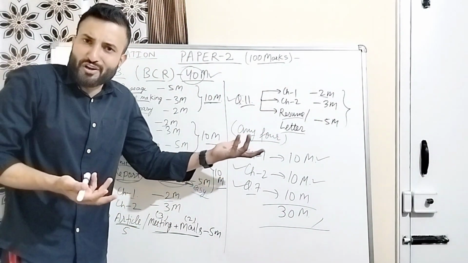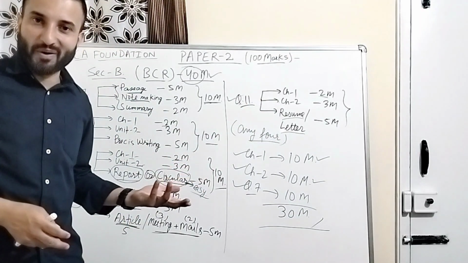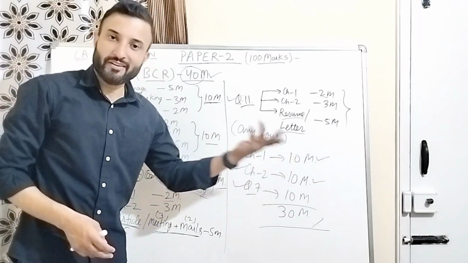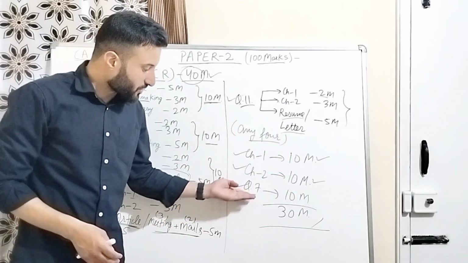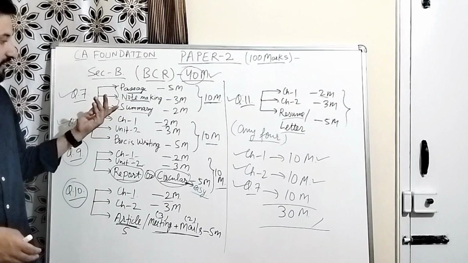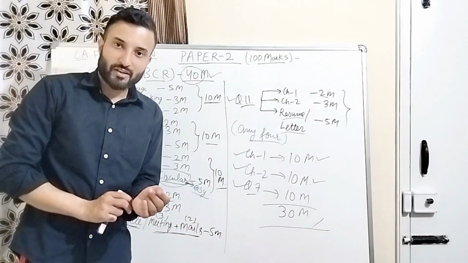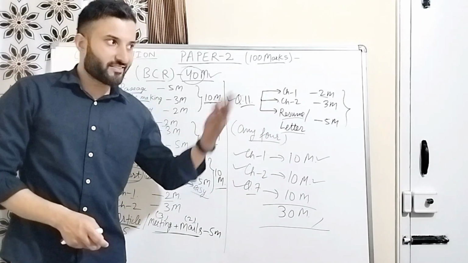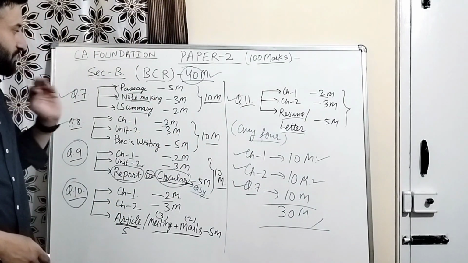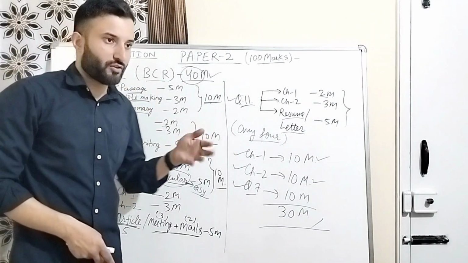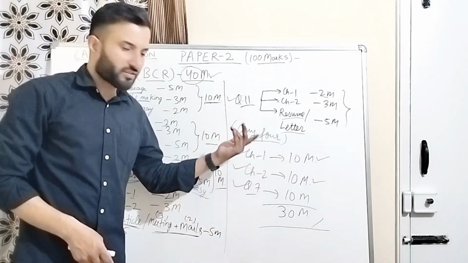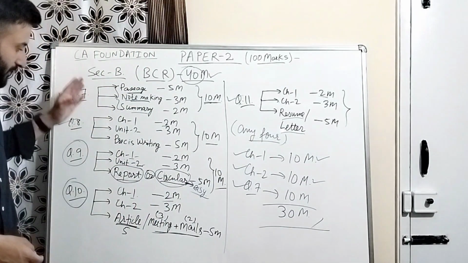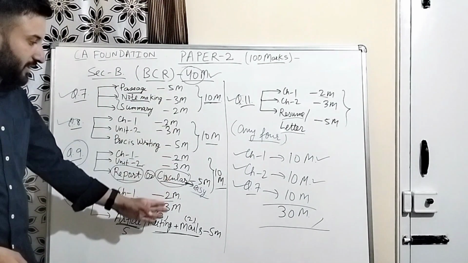Other chapters, your wish, you can do whatever you want. Because chapter number 1 and chapter number 2 give 10 and 20 marks, then question number 7, passage, note making, summary, 10 marks. So 30 marks is here only, out of 40. And in section A, out of 60, you can score 40 or 50. So it will go to 70, 80 marks. Easy to score.